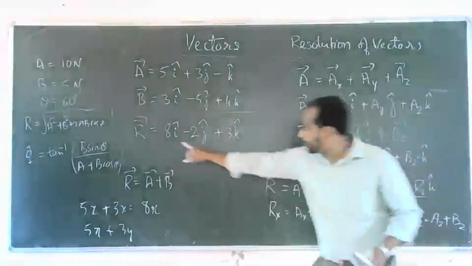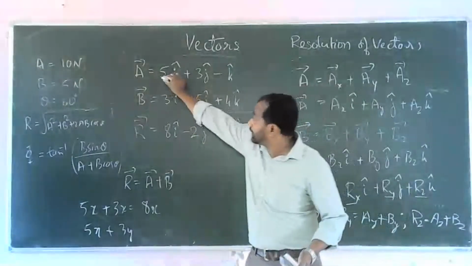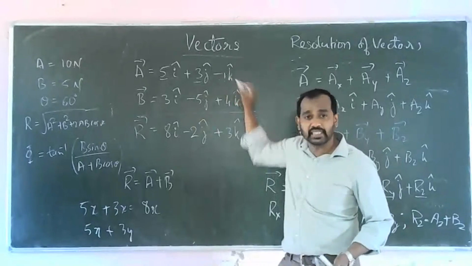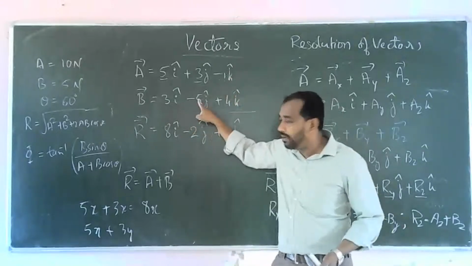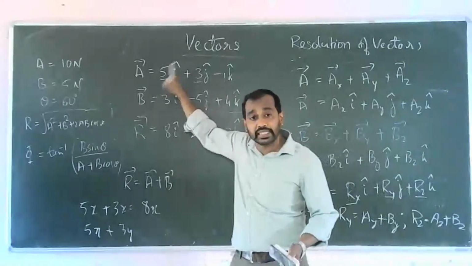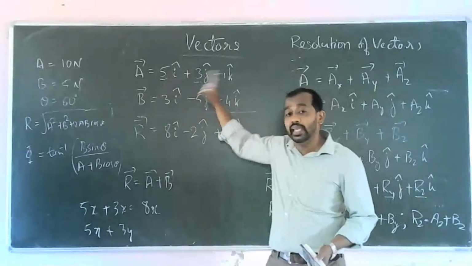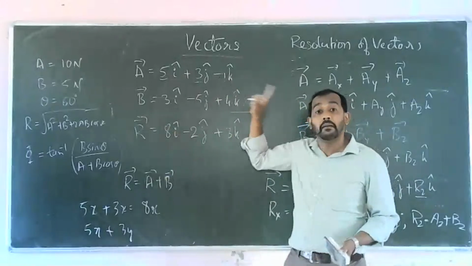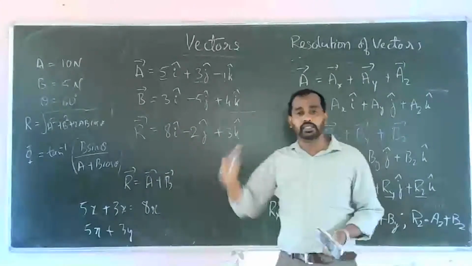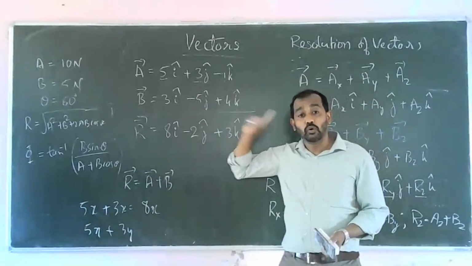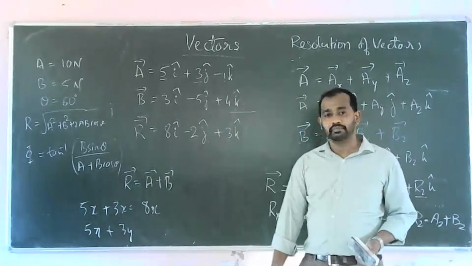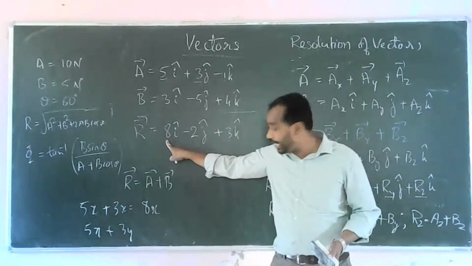So what is the meaning here? This is Ax, Ay, and here is Az. Then Bx, By, Bz. What is the value of Ax? It is plus 1. Ay is plus 3. Az is minus 1. Similarly, Bx is equal to plus 3, By is equal to minus 5, Bz is 4.